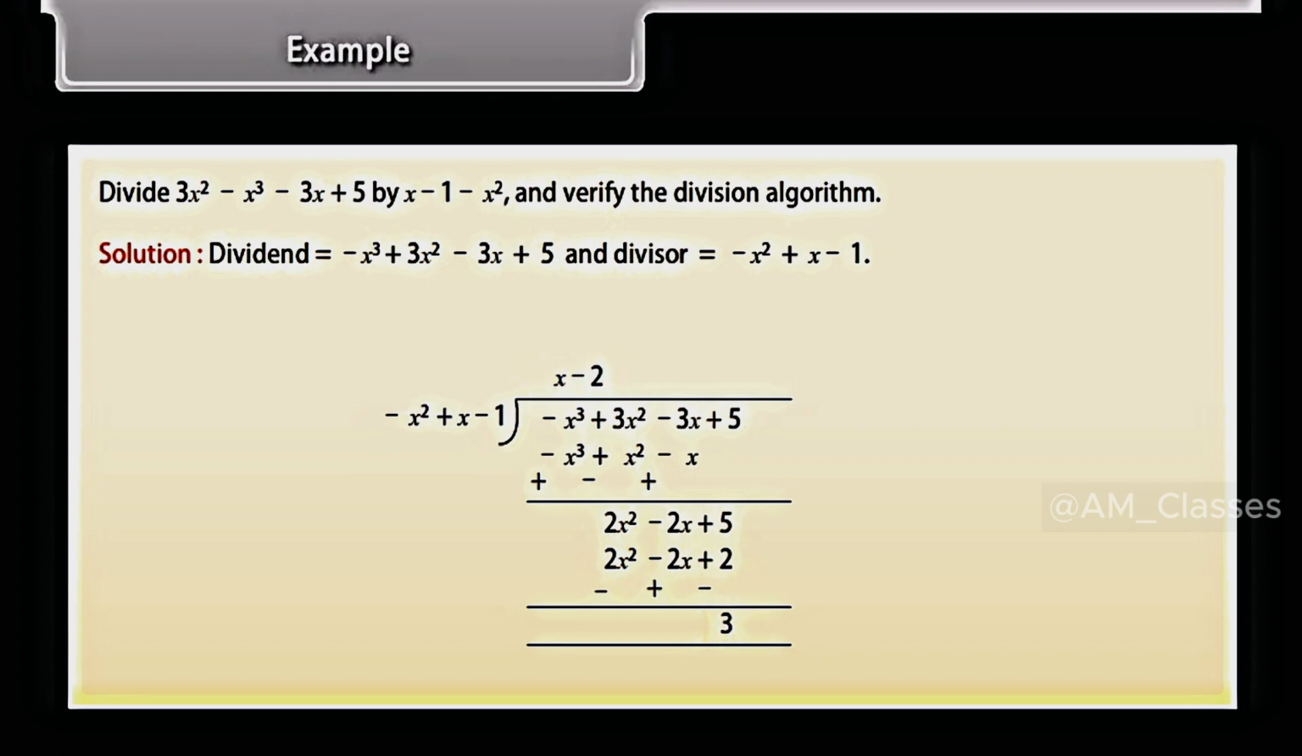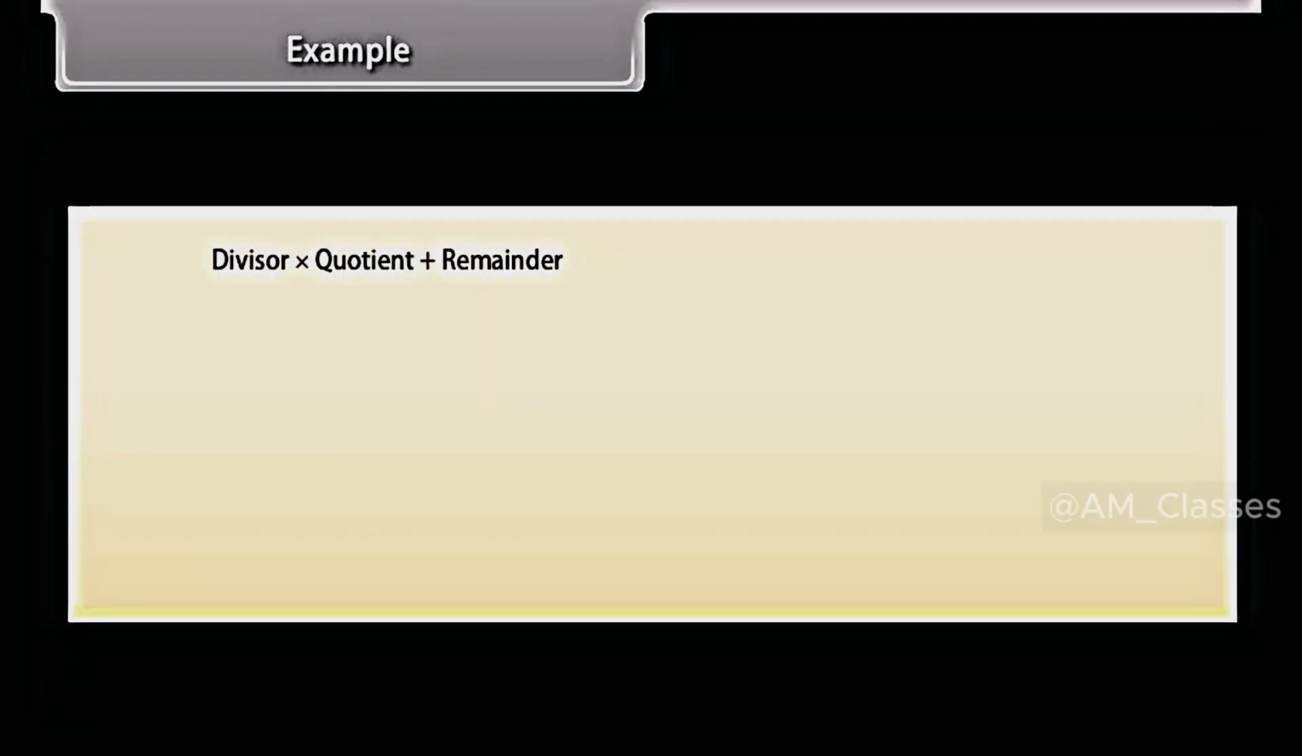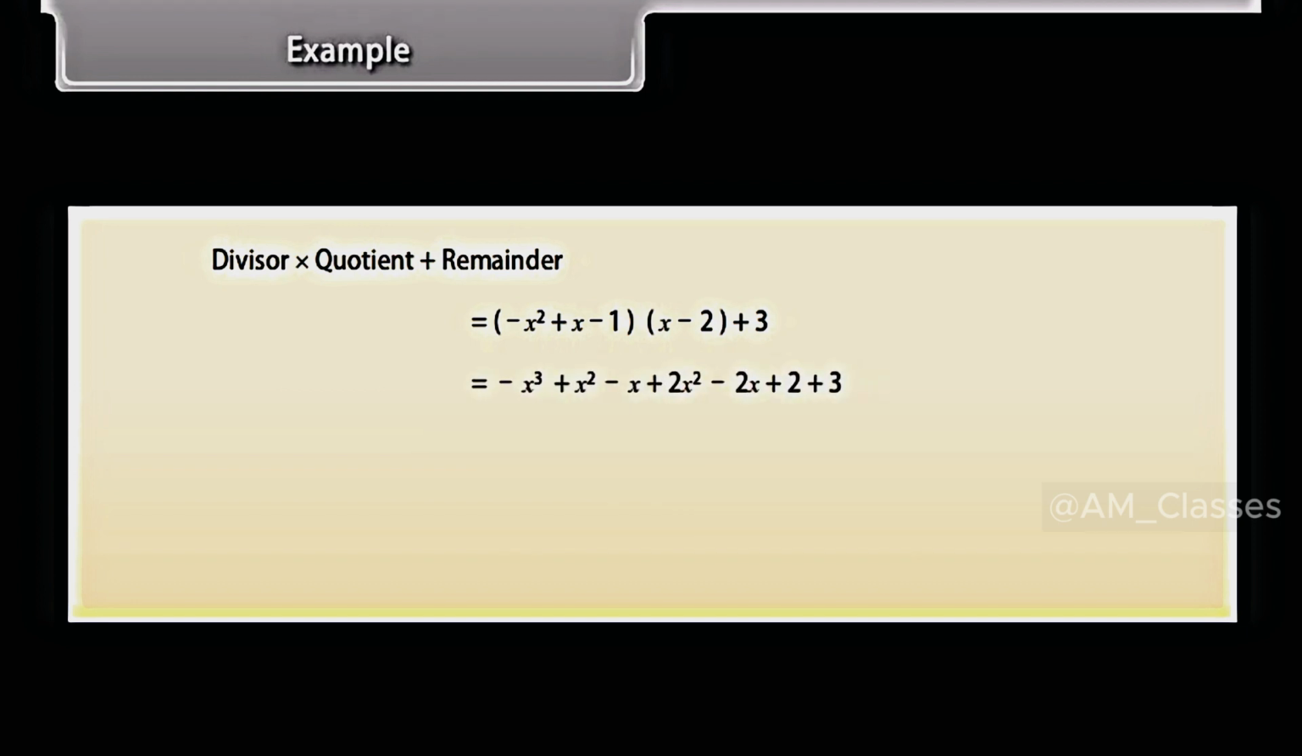Now to verify, let's see whether divisor into quotient plus remainder is equal to dividend or not. So, divisor into quotient plus remainder is equal to (minus x square plus x minus 1) into (x minus 2) plus 3, equals minus x cube plus x square minus x plus 2x square minus 2x plus 2 plus 3, equals minus x cube plus 3x square minus 3x plus 5, which is equal to dividend, hence verified.